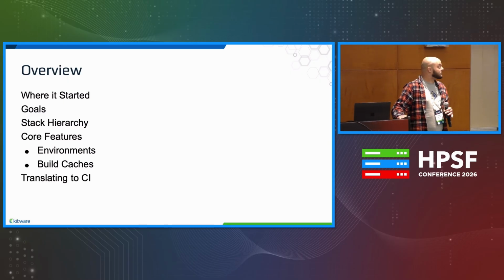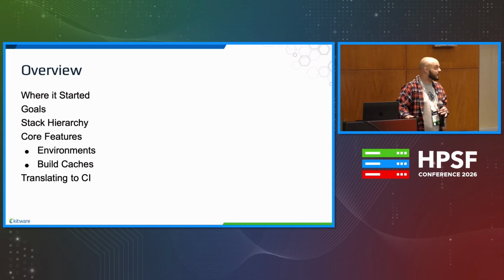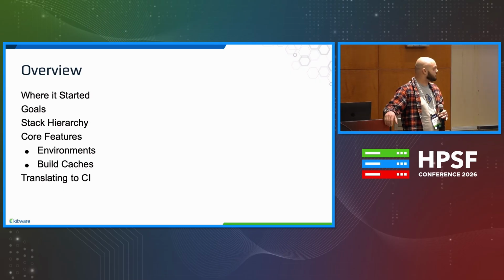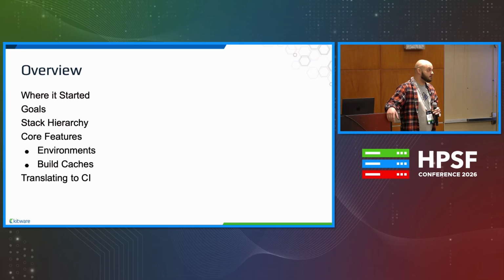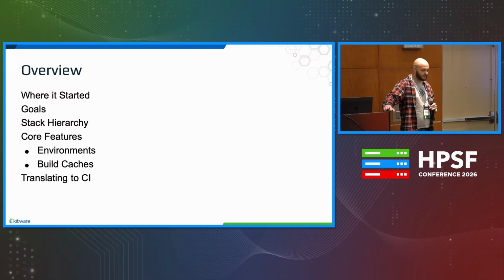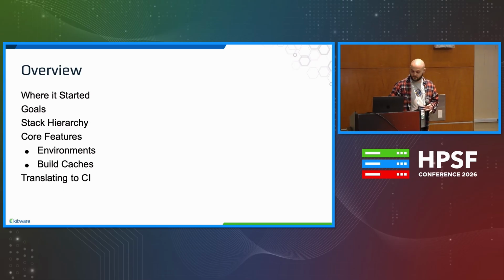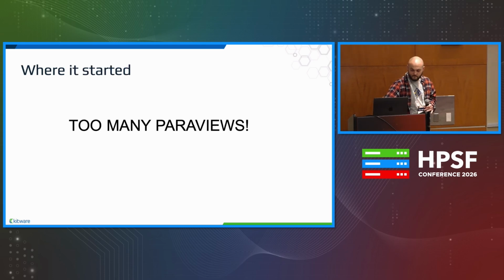So let's go over what this is going to be. We're going to start at the beginning, and we'll talk about what we're trying to accomplish, stack hierarchy, and some of the challenges around that. Then some core features that we needed to make this possible in CI, and then how this actually ends up applying to our CI workflow.